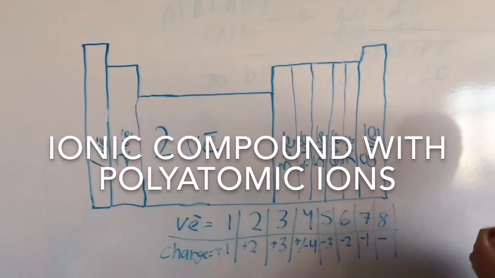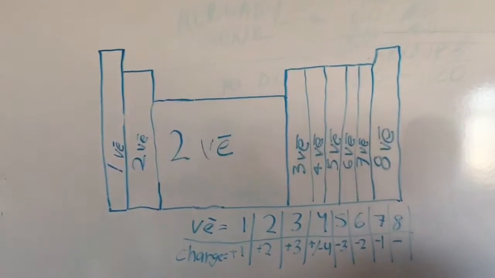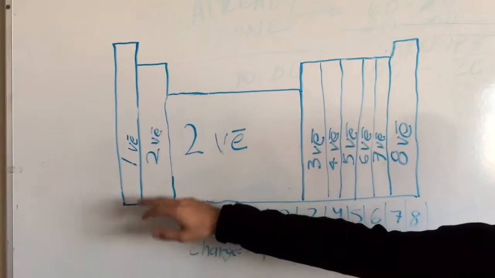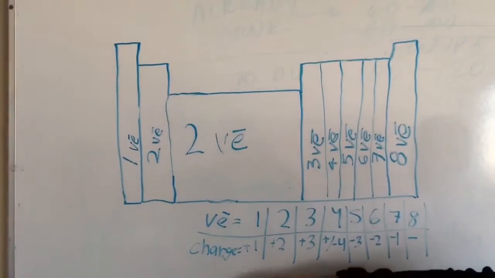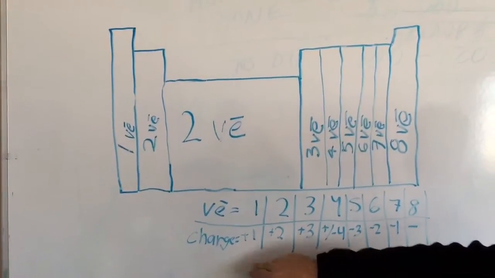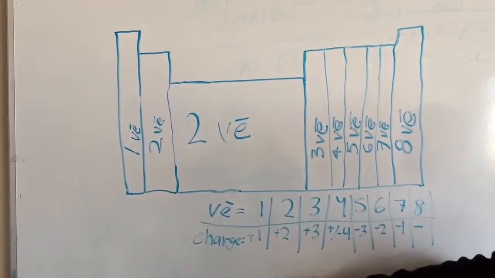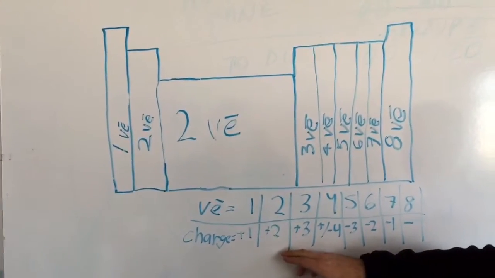This is a representation of the periodic table. This first column has 1 valence electron, which means it has a charge of positive 1. The second one has 2 valence electrons, which means it has a charge of positive 2.